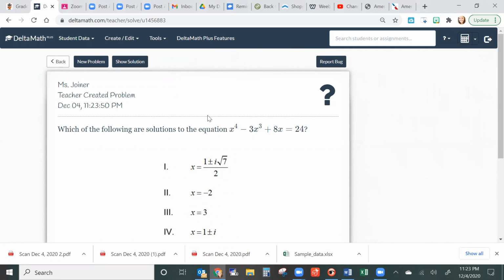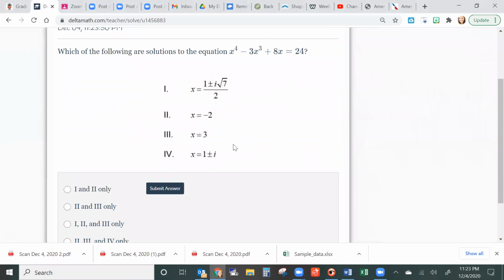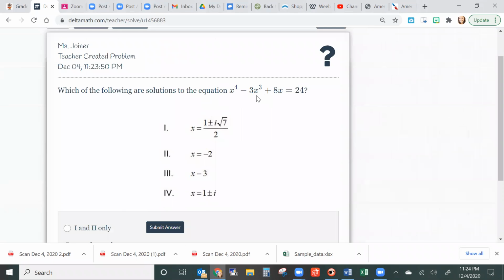So it says, which of the following are solutions to the equation? Okay, I hate these questions, but here's the deal. Since it's the fourth power, basically we're going to have to do a little bit of work to be able to t-chart it. Remember, you can only t-chart once you get it down to quadratic, which is an x squared.